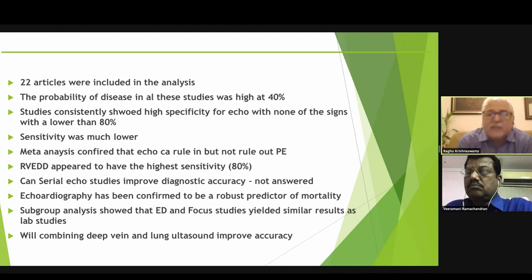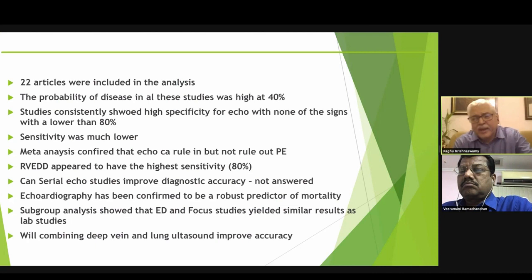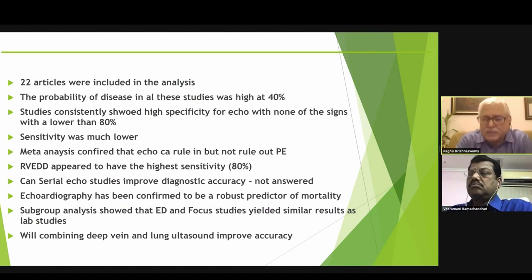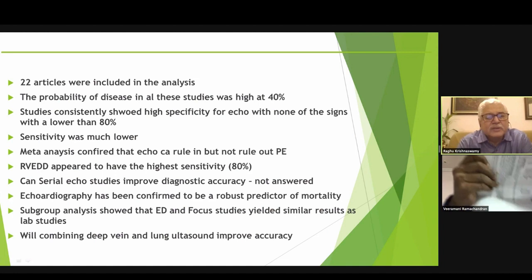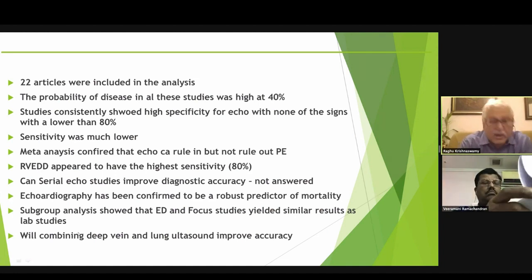They also did a very nice subgroup analysis in which they compared the echo studies done in the lab and in the emergency department with focused studies at the bedside. And they found that they all yielded similar results. So that's a very heartening point to suggest that whenever a patient with dyspnea comes into the emergency department, an immediate echo study will go a long way. Another point they raised was, will combining deep vein and lung ultrasound improve accuracy? That is a point that has to be taken up in the future.